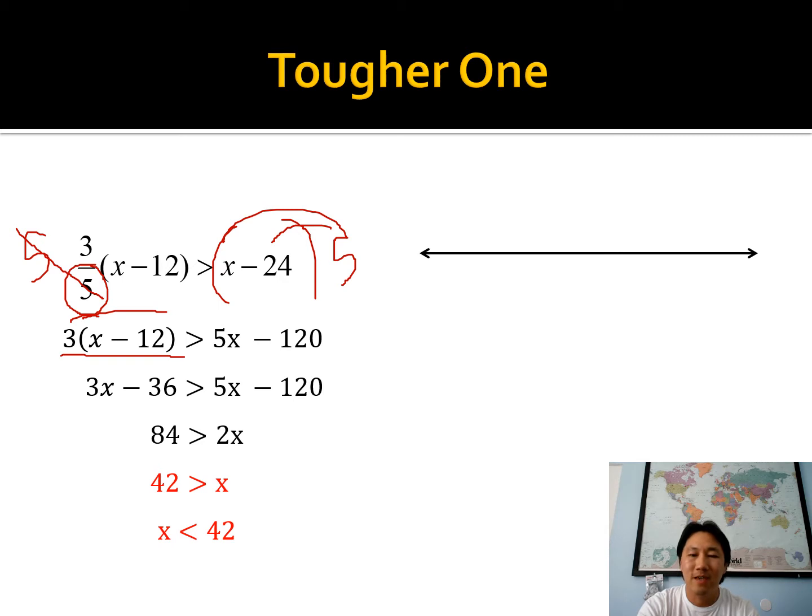To graph it, same thing. I want you to find 0. And obviously I'm not going to ask you to click 42 units down, so just go ahead and put 42 anywhere you like, but on the correct side of 0. This one's going to be an open circle because it's not equal to, and then less than goes this way. Okay?